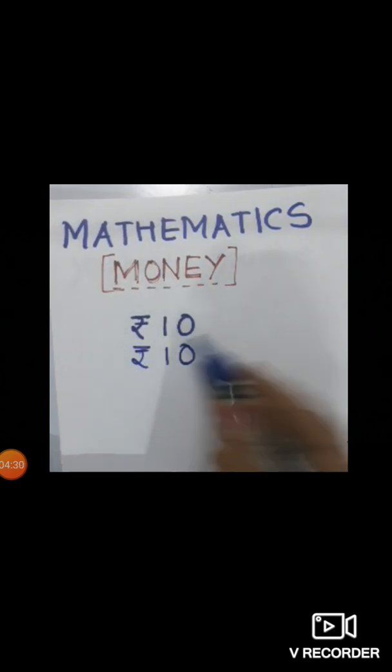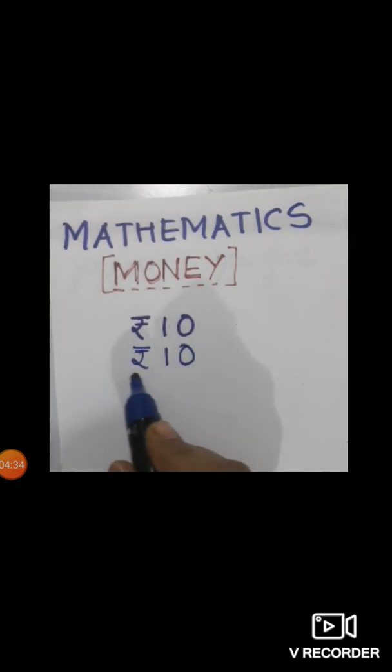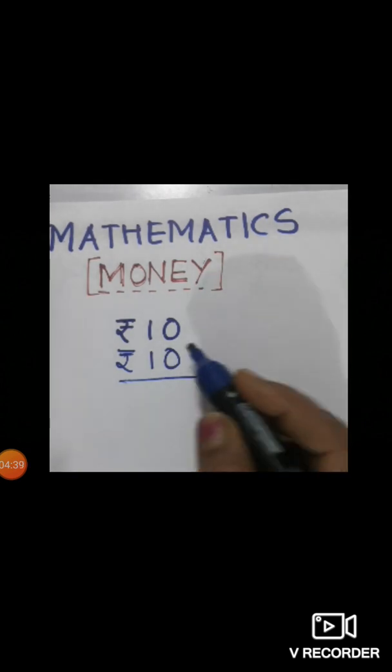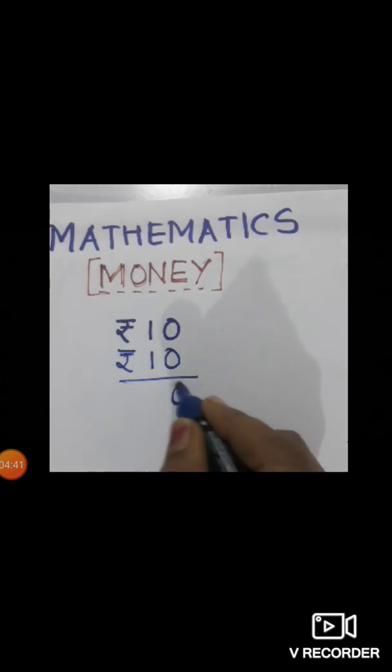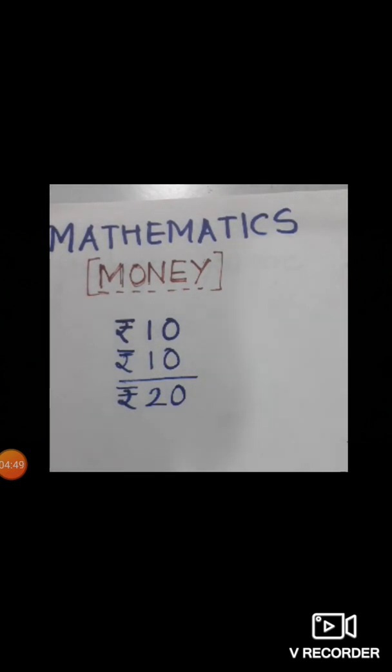Done. Now let us add in a very simple way. I have taken first the small amount, then we'll go to the bigger amount. 0 plus 0 is how much? 0. 1 plus 1 will give you 2. So how much is it? Rupees 20.